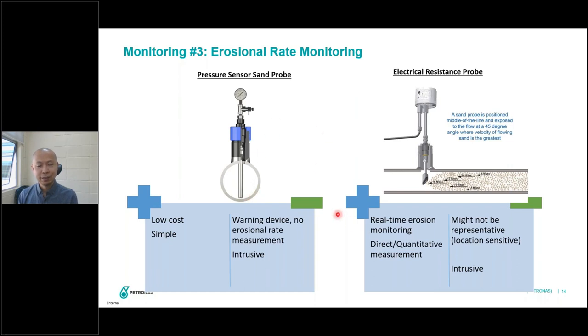Slightly more advanced than that is the electrical resistance probe. This one is supposed to give you real-time erosion rate measurement. It is intrusive also. You have a kind of probe where they expect that it will be eroded by sand, and the amount of metal loss on this probe will be translated into electrical resistance changes. So you can have a real-time 24/7 measurement all the time with this, but people might question whether we place the probe at the right location, whether the erosion rate that the probe measures represents the wall thickness reduction. That's something that we need to assess before we install this electrical resistance probe.